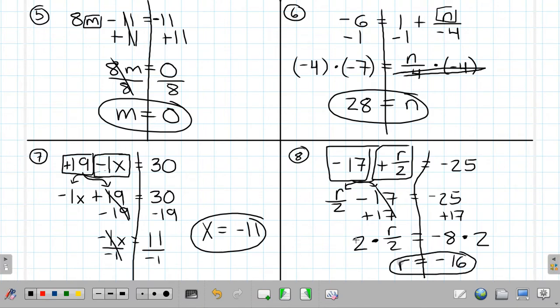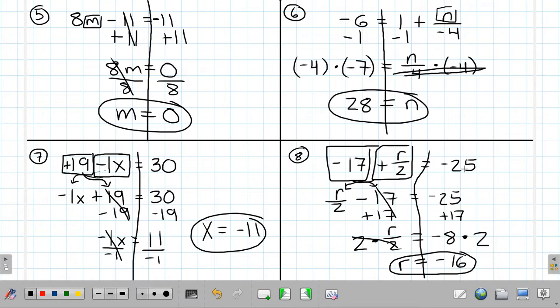Like I said, just like every other equation, you get the answer here. -16 divided by 2 is -8. -17 plus -8 is -25. Okay, so don't let the negatives fool you. Don't let the flipping of terms and flipping of the equation mess you up.